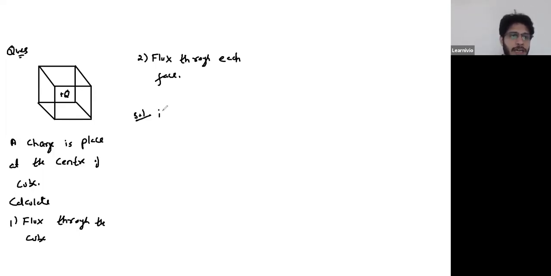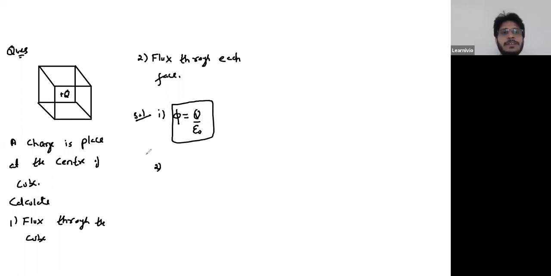So Afroza, what should be the answer of the first part? We have a cube, a closed surface. Yes, right. The charge enclosed by the cube is q. So the flux is q by epsilon naught. In the second part, you need the flux through each face. So altogether, this cube has 6 faces. Flux through each face.